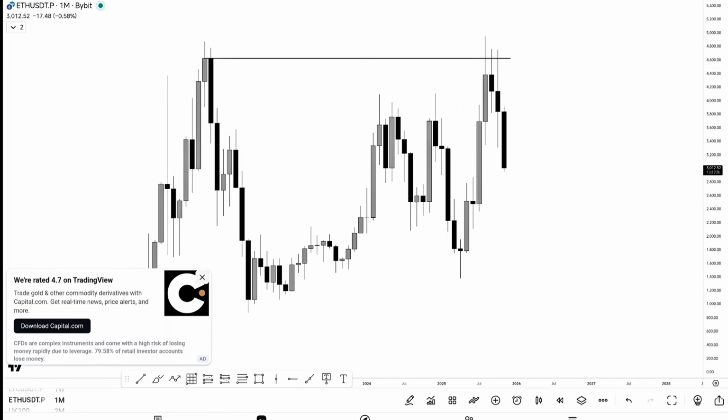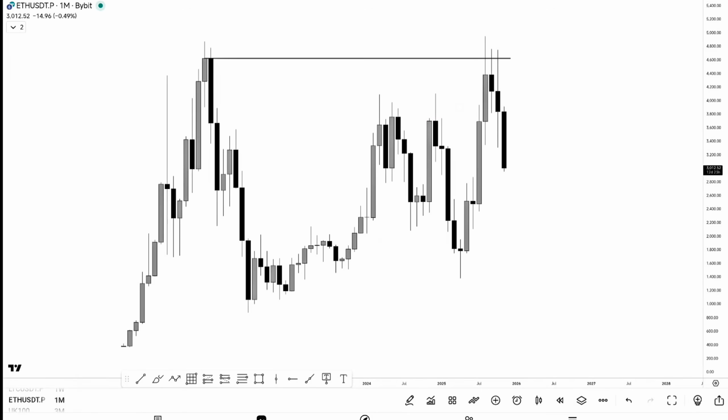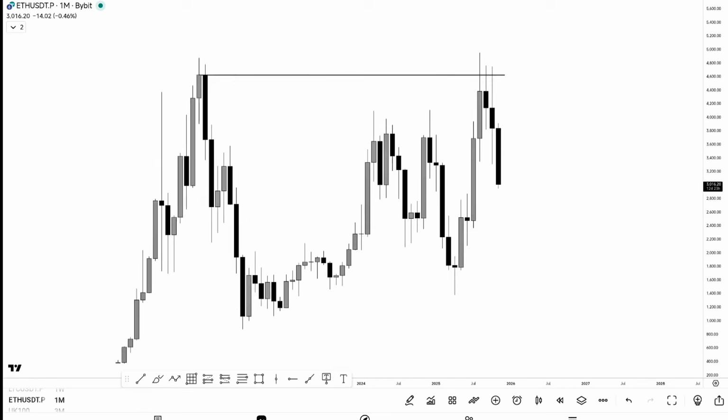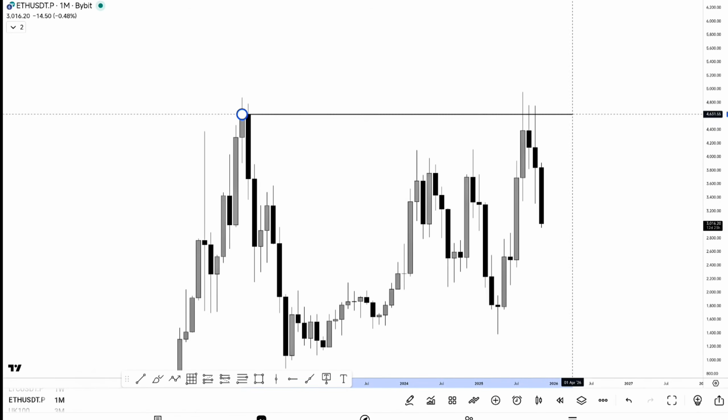So we are here on a monthly scale. It's on a monthly time frame, right? So we had this HCP level on a monthly time frame.